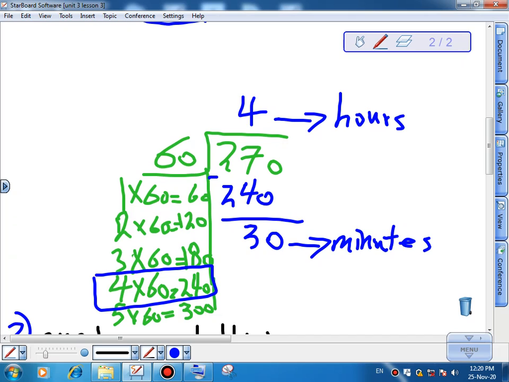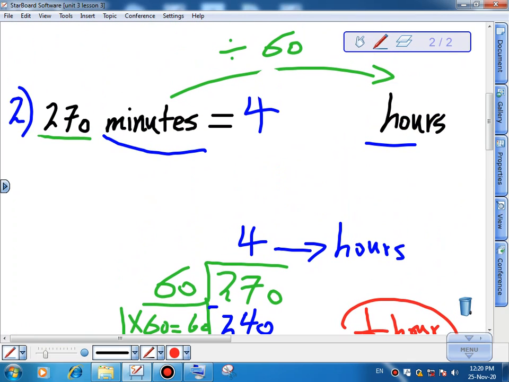And we learned that 30 minutes mean 1/2 of an hour. 1/2 of an hour means 30 minutes, and 30 minutes mean 1/2 of an hour. It will be 4 hours and half an hour, 4.5 hours. Okay? The last one.